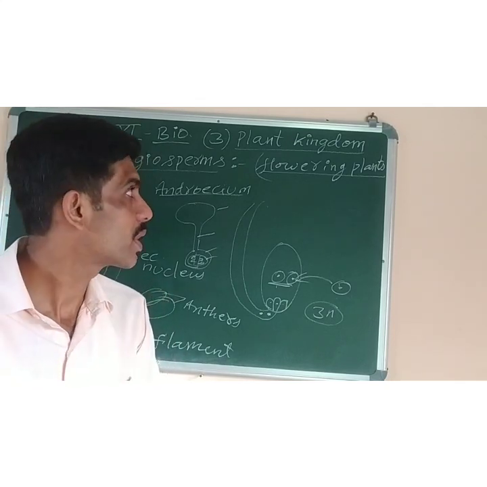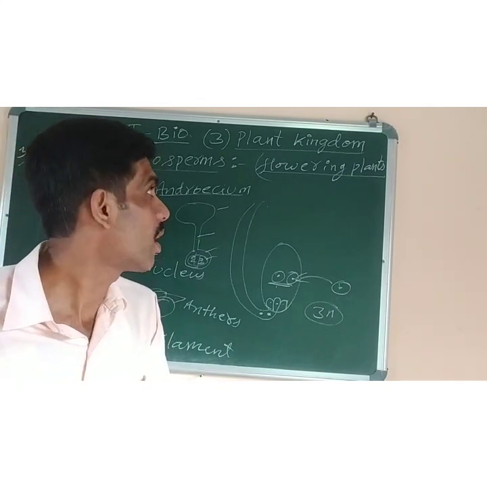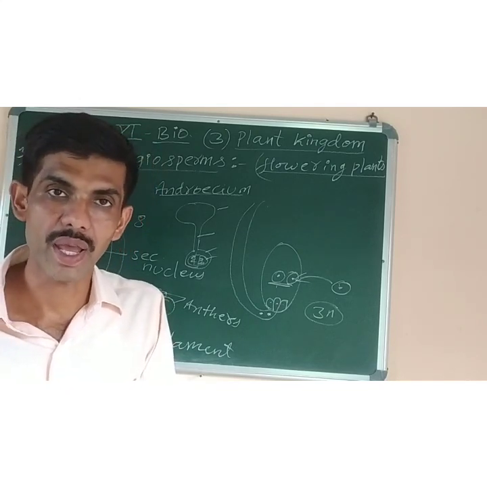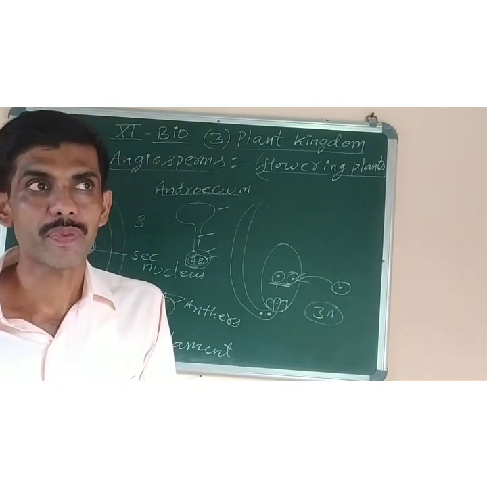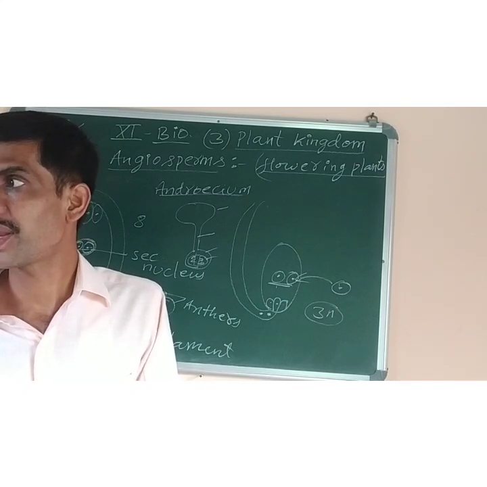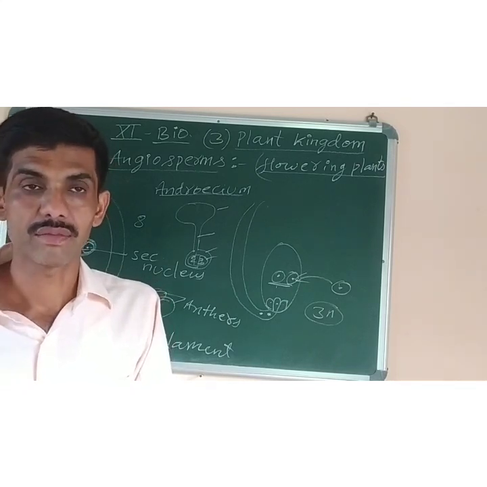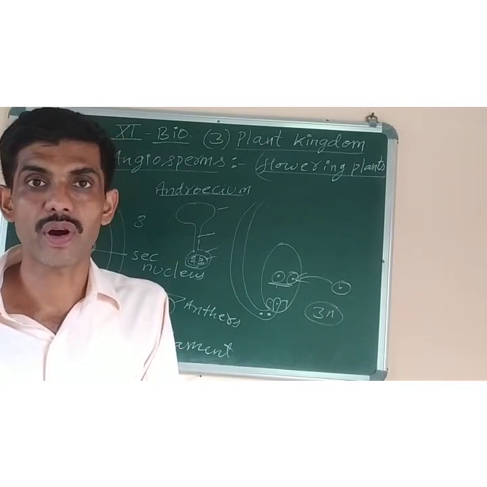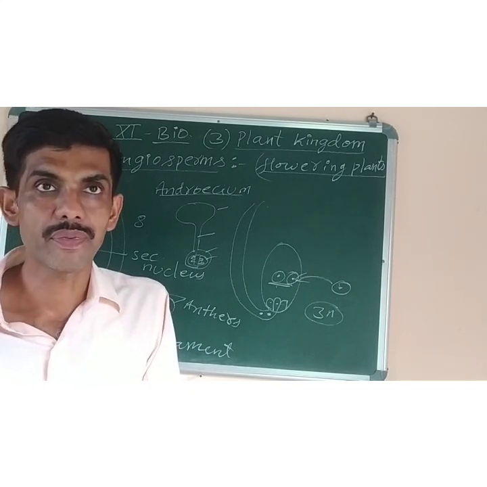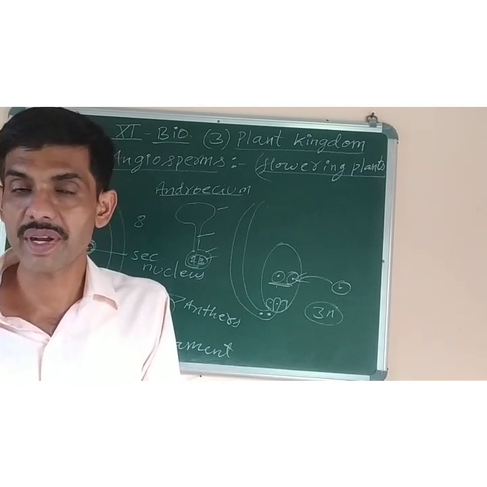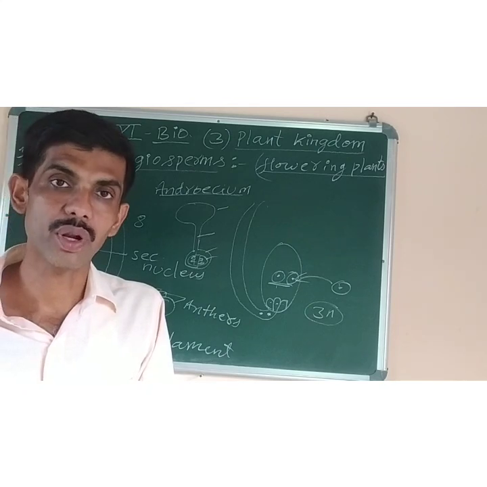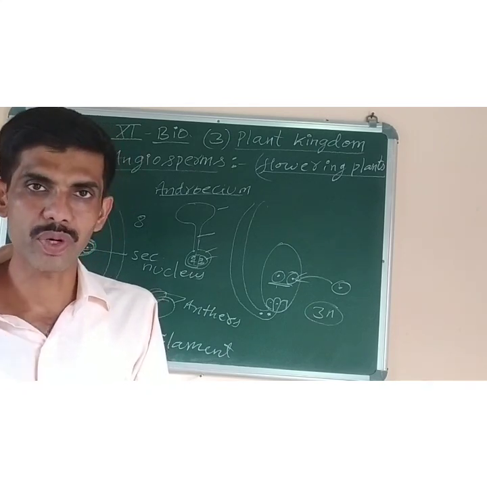So because of angiosperms, or the flowering plants, we get different types of wood for different uses, like for burning to cook food, as an energy source, or using the wood to make different types of furniture or household items. So many uses of wood are there.